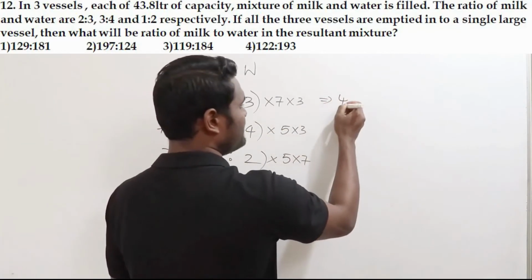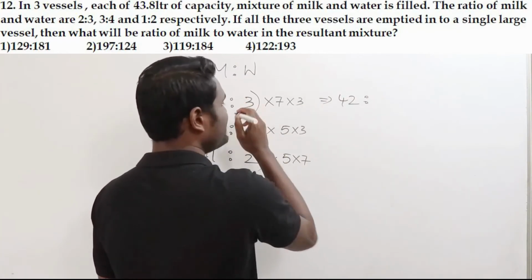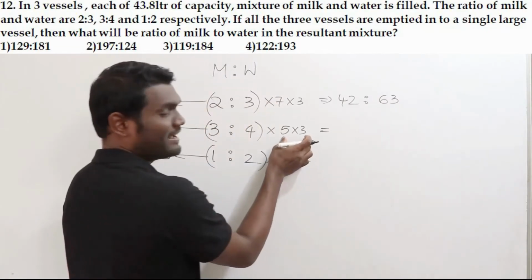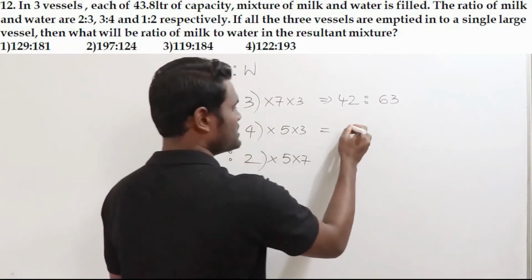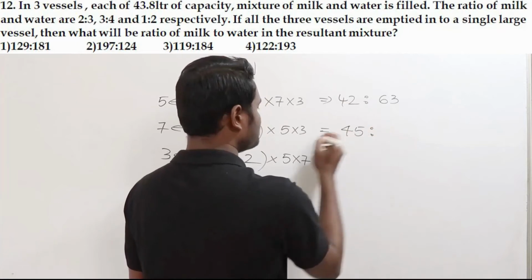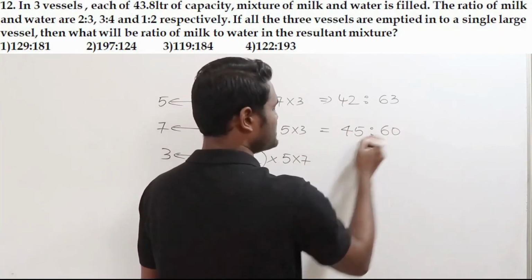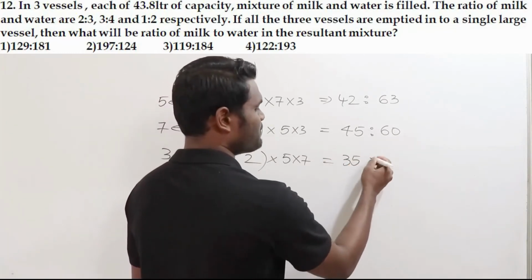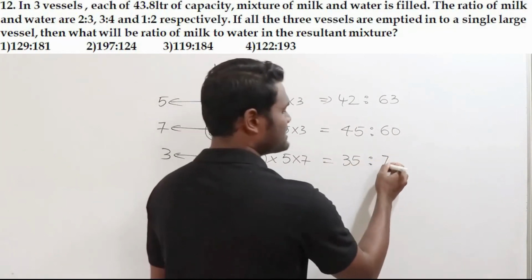21 2 times, this will be 42. Next 21 3 times, this will be 63. Next 5 into 3, 15. 15 3 times, this will be 45. Next 15 4 times, this will be 60. 5 7 35. 35 into 1, this will be 35. 35 into 2, this will be 70.